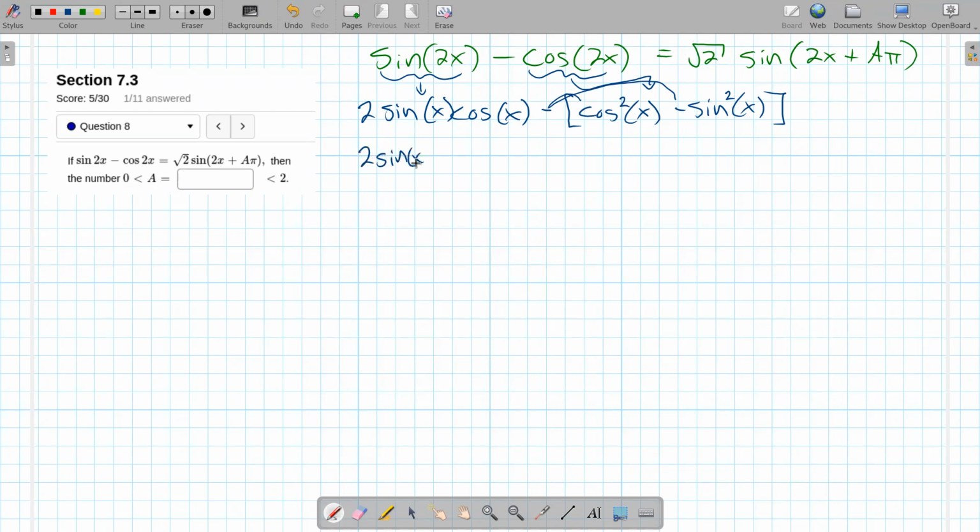2 sine of x, cosine of x, minus cosine squared of x, plus sine squared of x. And again, you may be tempted to apply the Pythagorean identity, but that doesn't apply because this is a negative, right? It came from the cosine double angle. So this is just the opposite of the cosine double angle, not the Pythagorean identity. It's not a 1. And we could do some factoring, but not really much.